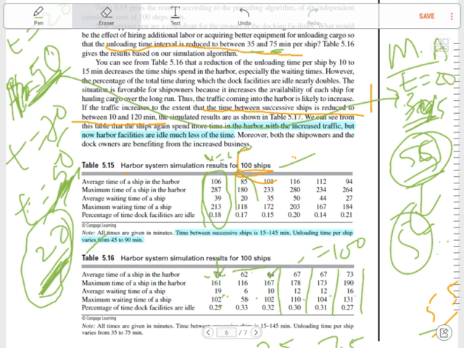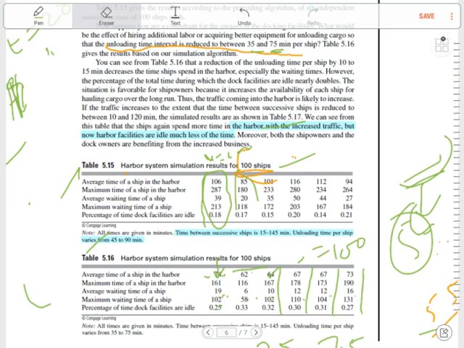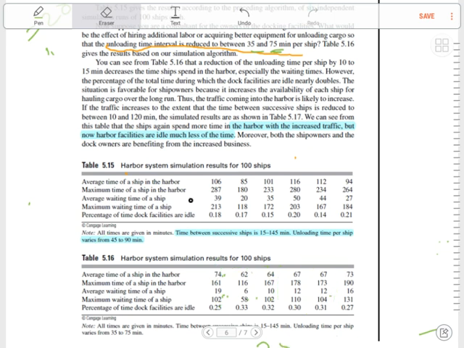Now, there is another slight modification which we have to consider once we take this unloading time decrement in the new algorithm. This is what they are saying here. However, the percentage of the total time during which the dock facilities are idle nearly doubles. Quite obviously, if the quay is not forming, the ships are coming, unloading very fast and then going off, it may happen that the next ship has not yet arrived.